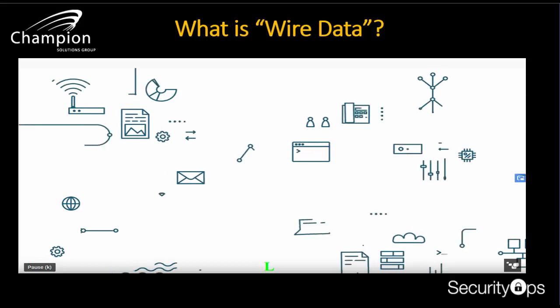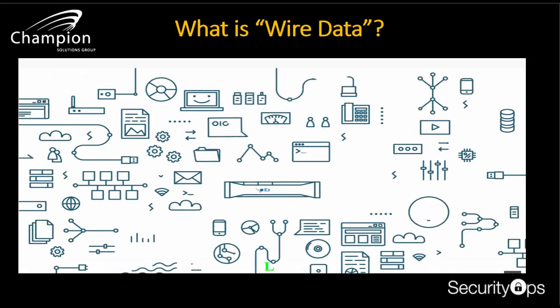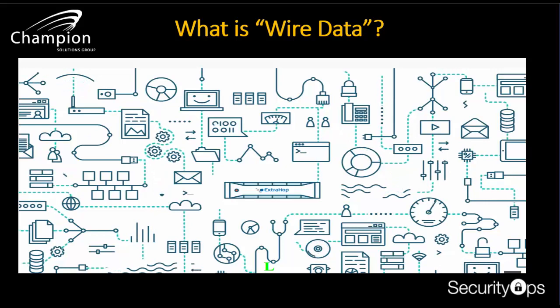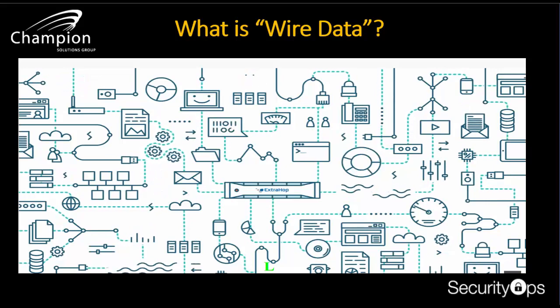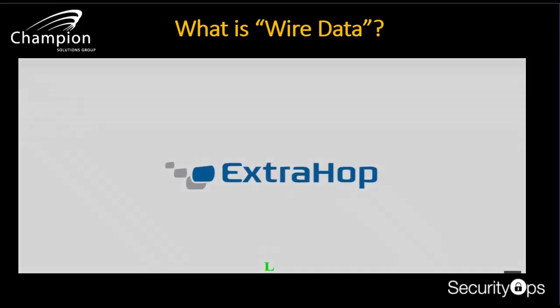To make sense of today's modern data center, you need an objective, outside-looking-in view, continuously in real time with context. That's wire data. That's the ExtraHop platform.